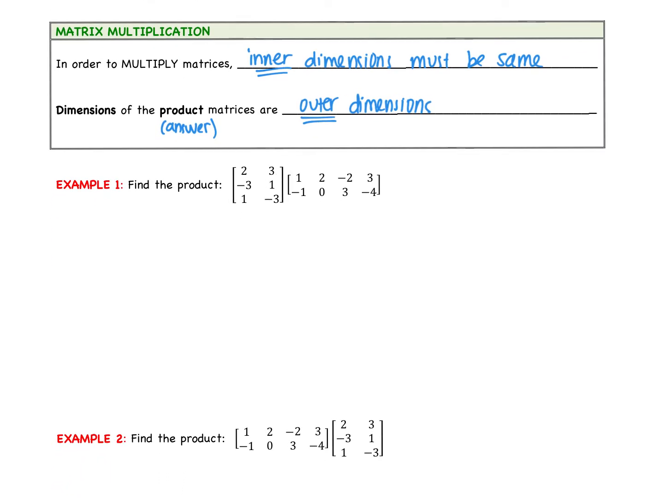Okay, so here's how this is going to work. Example 1, it says find the product, so we're multiplying. The first thing you're going to do is check, is it even possible to multiply? To do that, you are going to write the dimensions of both matrices. The first matrix has 3 rows and 2 columns. The second matrix has 2 rows and 4 columns. Okay, so in order to multiply, the inner dimensions have to be the same. Inner dimensions in this case are the same, so yes, it is possible.